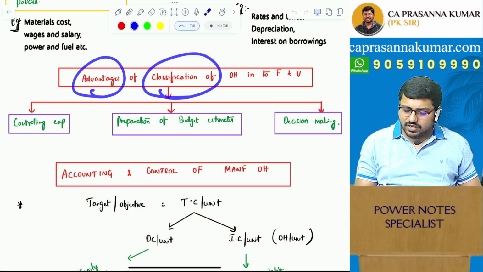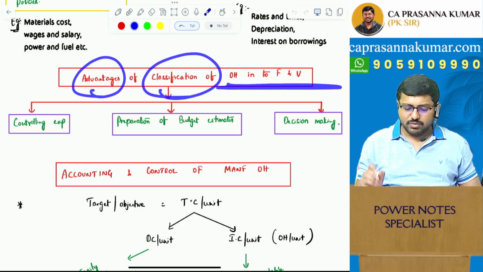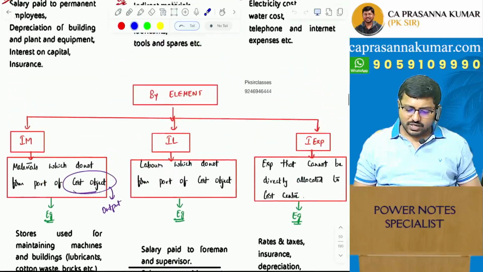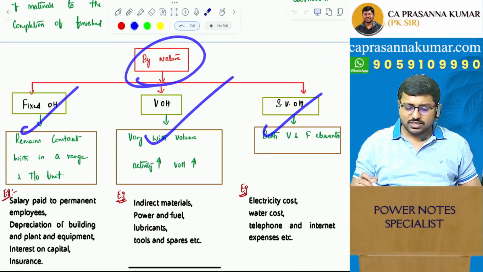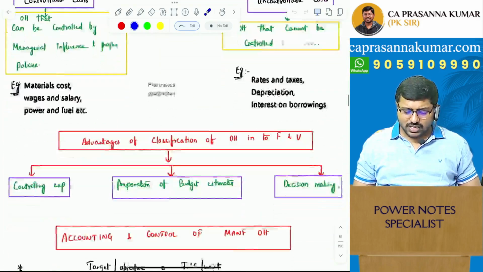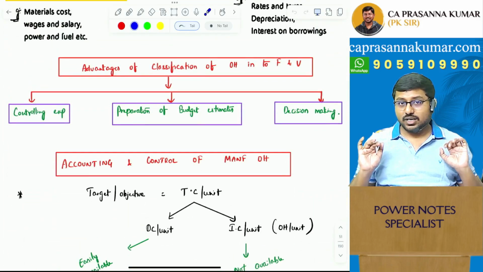Advantages of classification of overheads into fixed and variable. We have already seen that we can classify our overheads based on nature into fixed overheads, variable overheads, and semi-variable overheads. Why do you want to classify something like that? Because of these advantages. What are they?